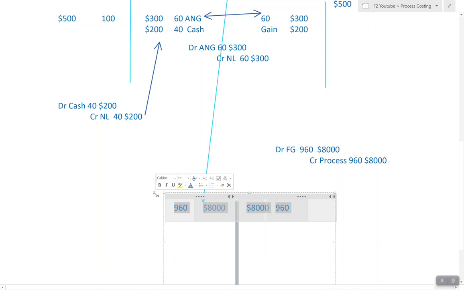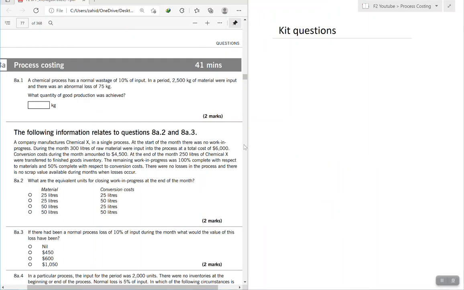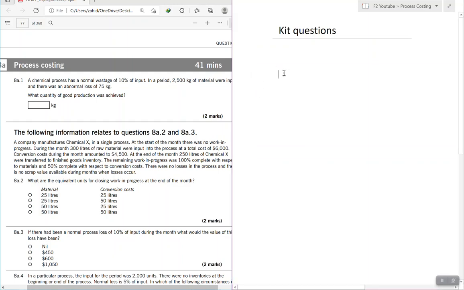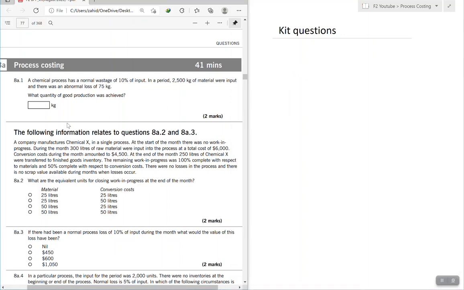Now let's look at kit questions specifically on this part. Some of the questions here relate to the other parts that I talked about, so I will skip them for now. I will only answer questions relating to the part we just covered. What quantity of good production was achieved? A chemical process has a normal wastage of 10% of input in a period. 2,500 kgs of material were input into the process. There was an abnormal loss of 75.